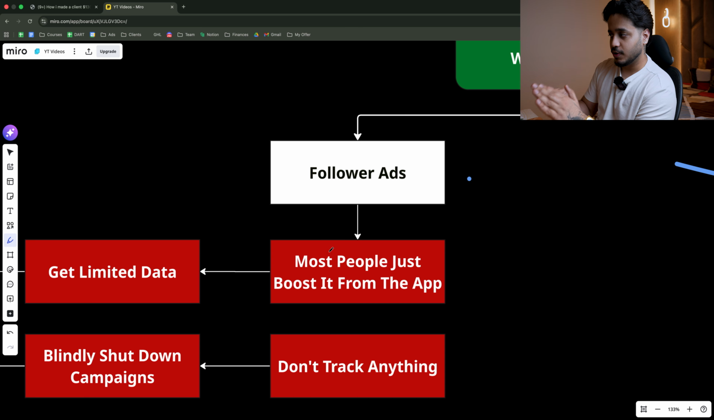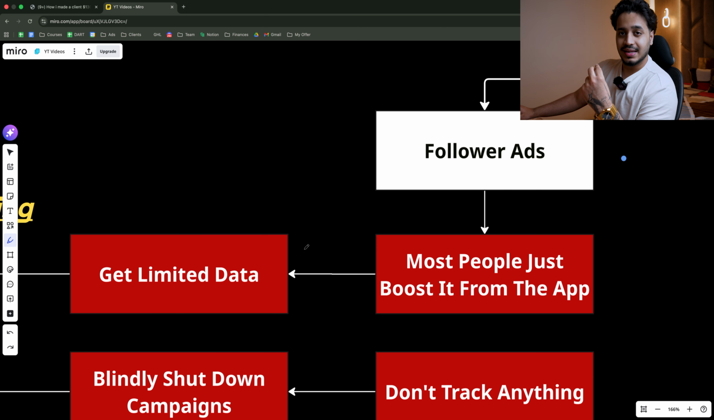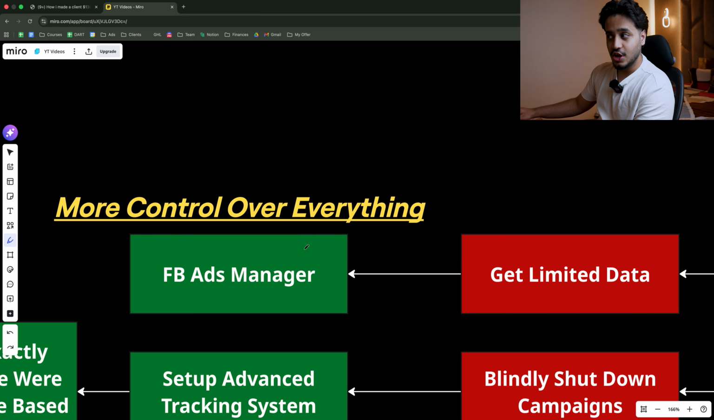All right, simply put. Now, most people when running follower ads, they just boost it from the app to see what the most viewed post is, and then they just boost it. Now, what that leaves you with is limited data, right? Because when you boost it from the app, you can't really see a lot of analytics, right? It's always limited. So what's the solution for this?